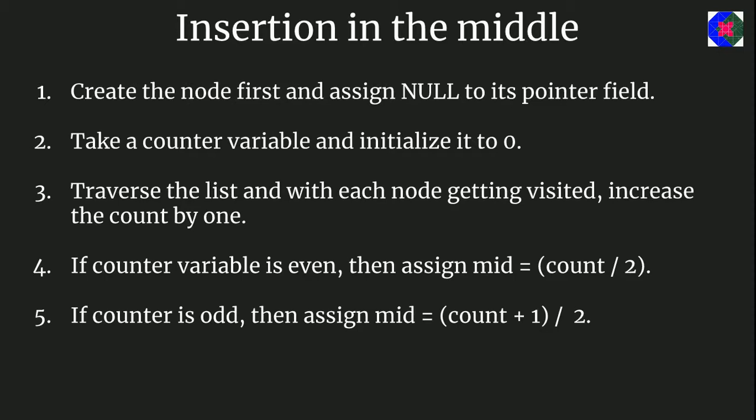Now, after we are done with the traversing, we will have a look at the count variable. If it is even, then we will take a variable called mid and will assign a value equal to count by 2. But if the counter is odd, then mid will be (count plus 1) by 2.